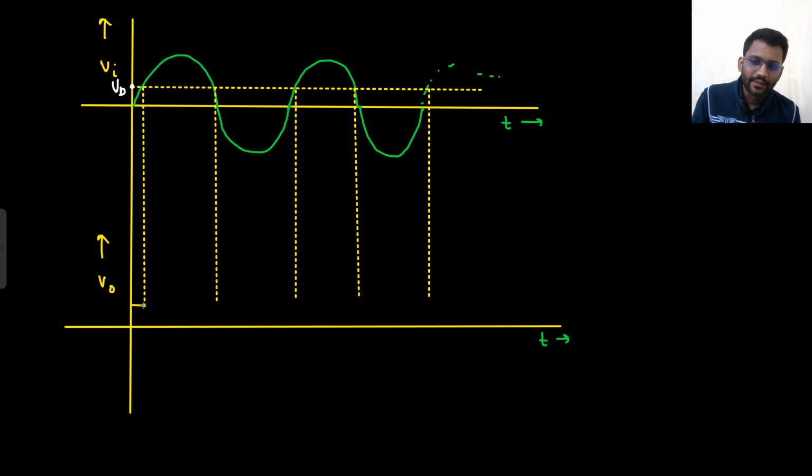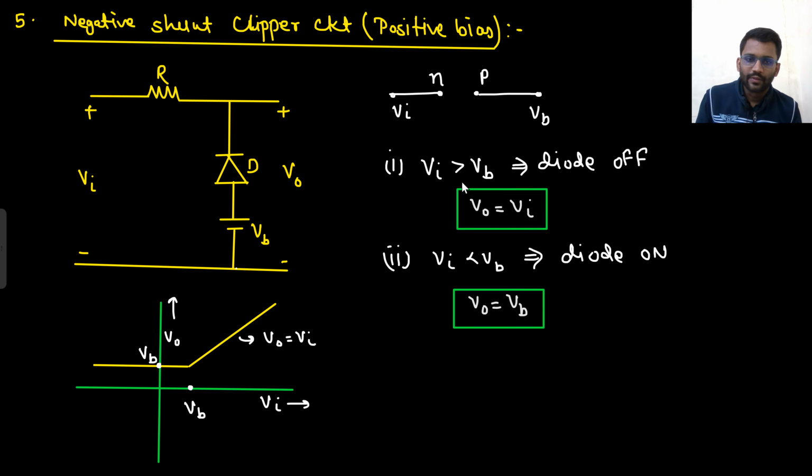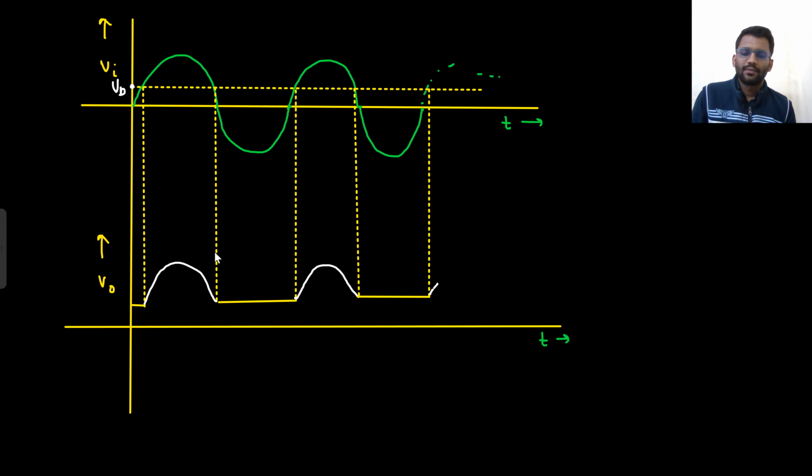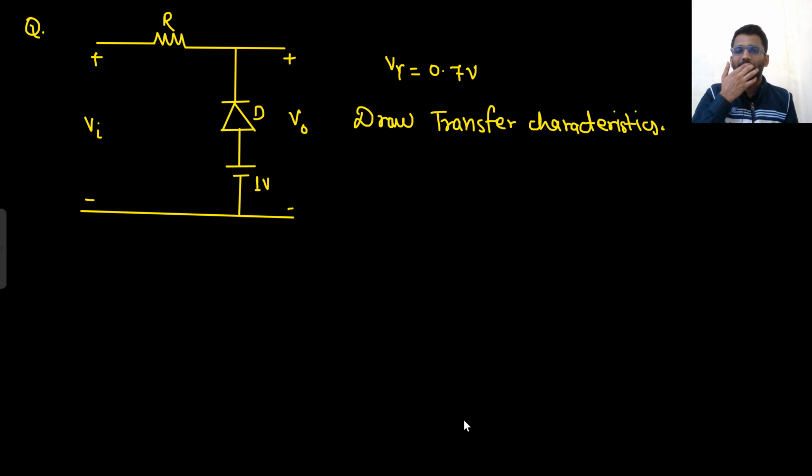For all the lesser values, V out is equal to VB. And for all the greater ones, V out is equal to V in. For lesser ones, it's equal to VB. For greater ones, it will go on like this. So here V out is equal to V in, and this point is VB. Well and good. Let's move on to the next problem.